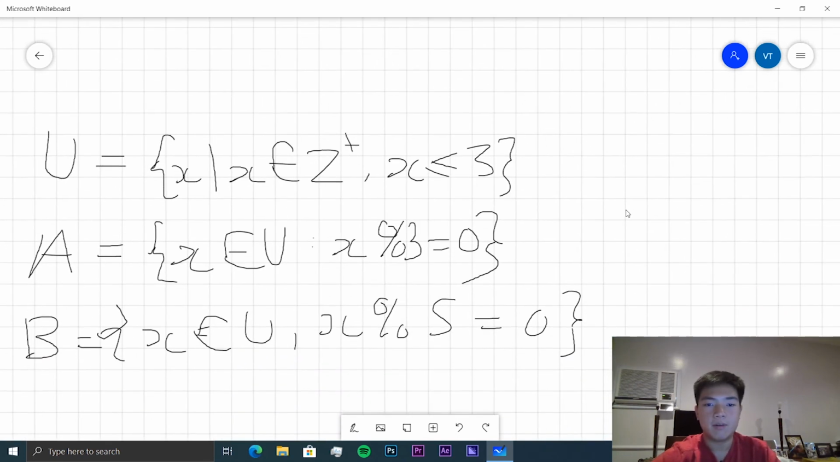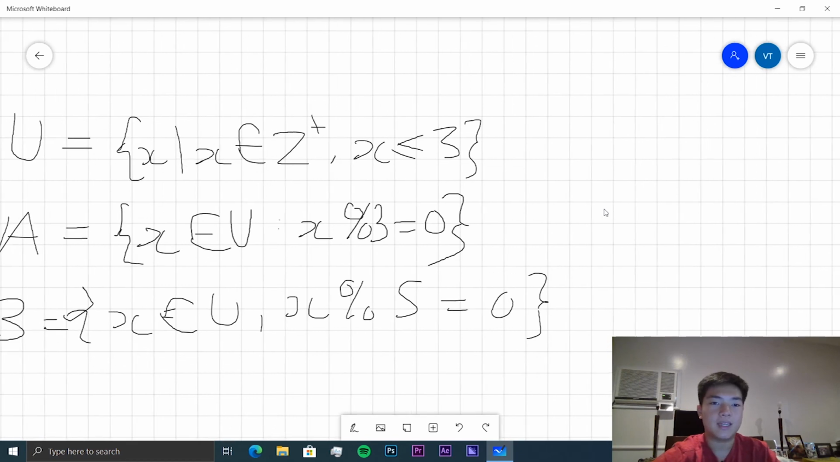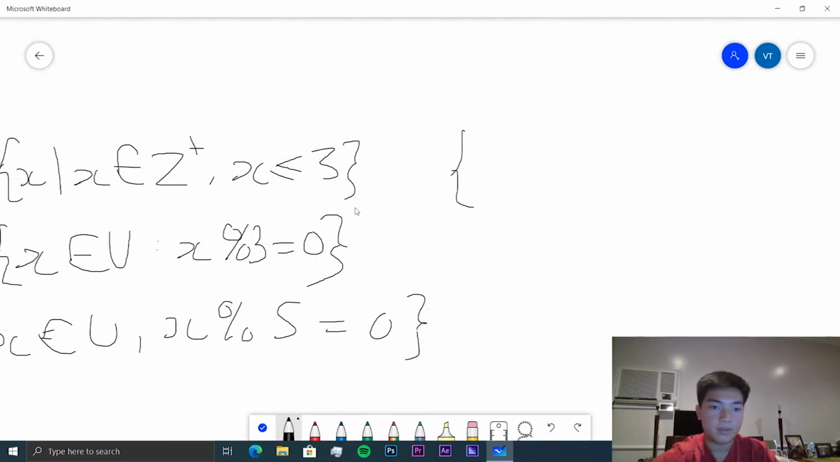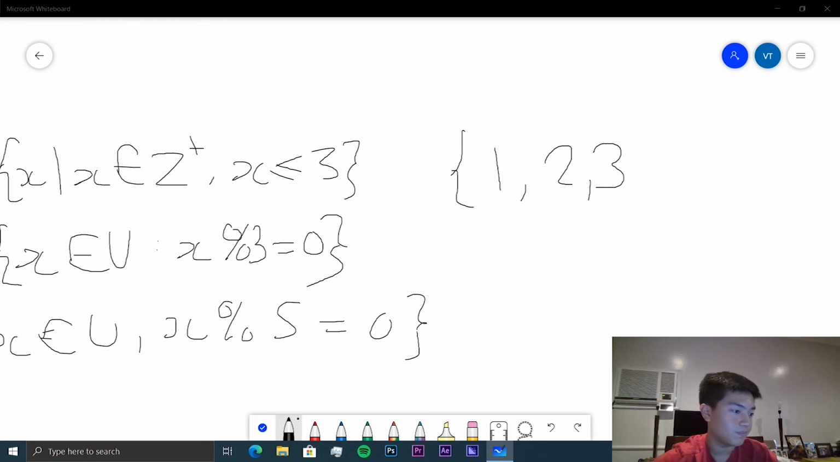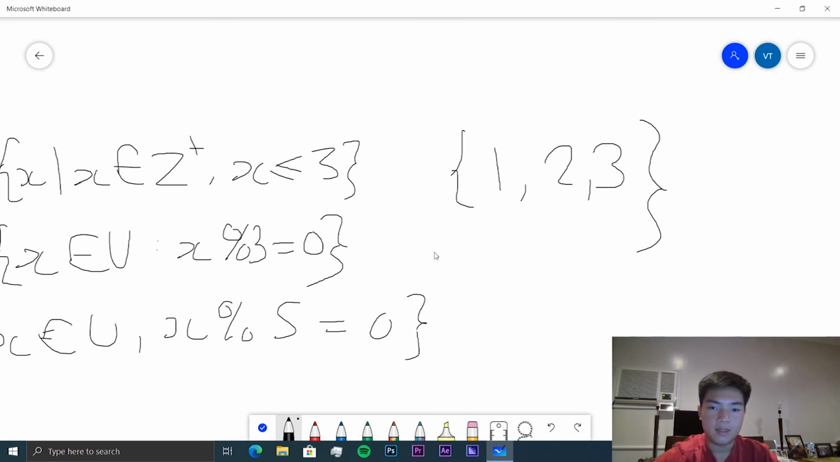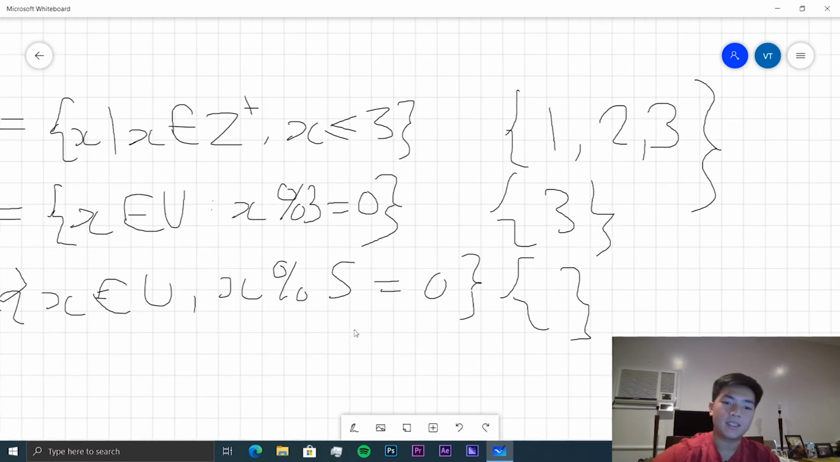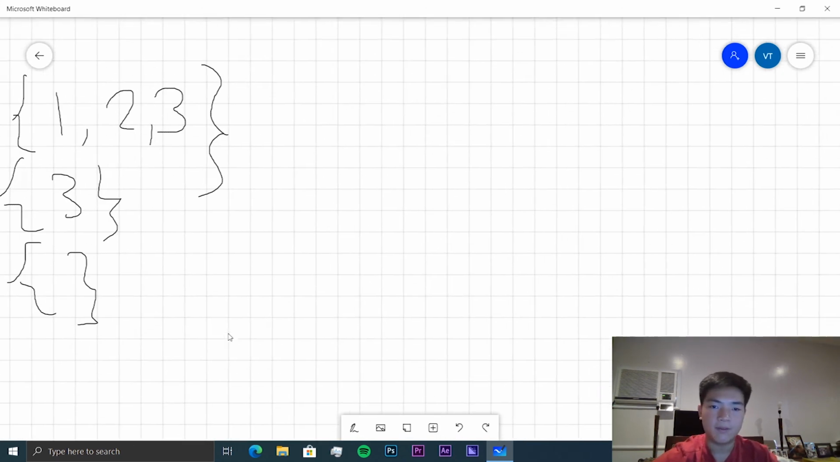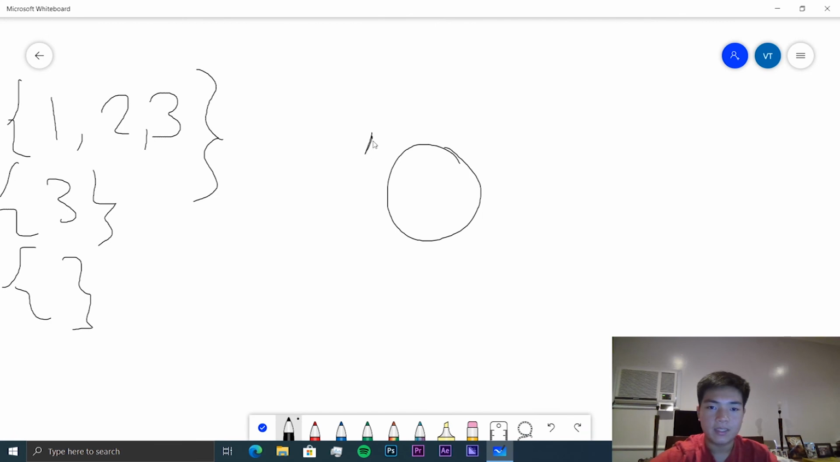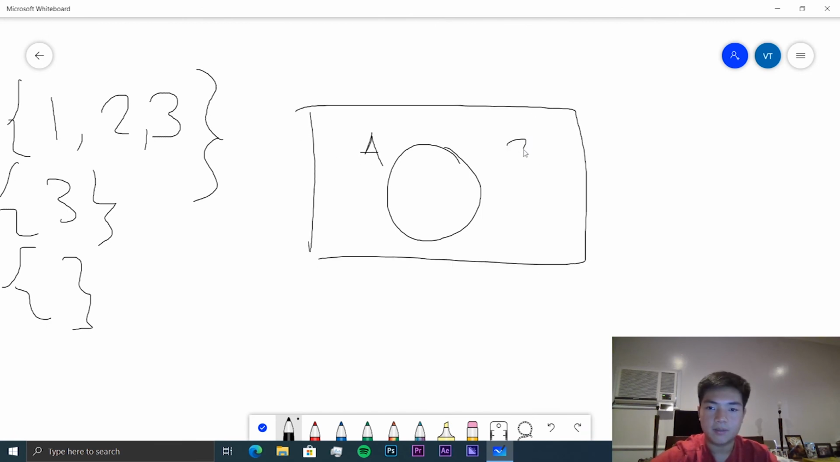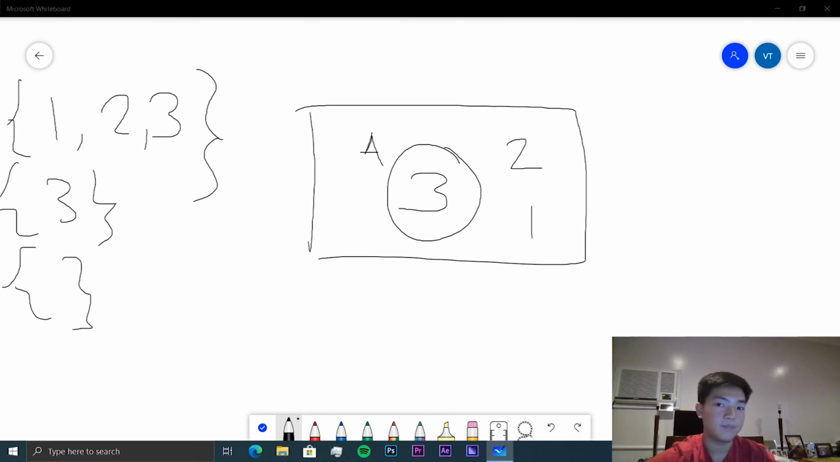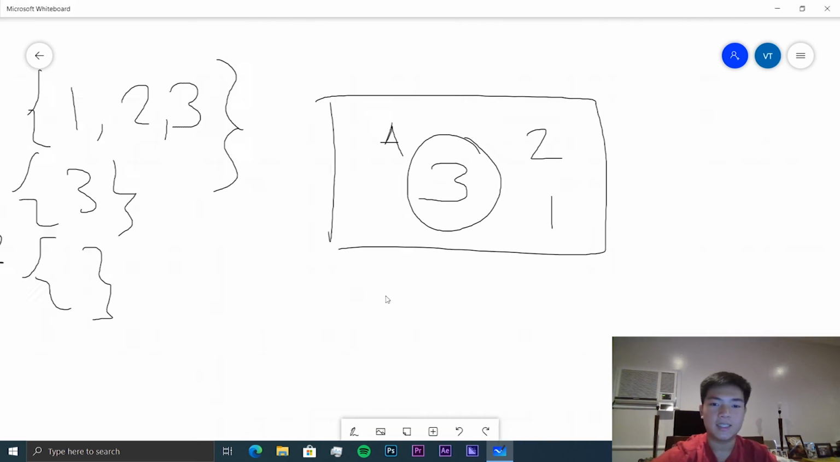So, well, okay, what numbers are actually part of U? Well, since we have the positive integers, this is going to be 1, 2, and 3, I think. Here, multiples of 3 is of course just 3. And this here is actually the empty set, since we don't have anything here that's divisible by 5. So if we represent this on a Venn diagram, this looks like just this. So we have 2, 1, and then 3 in the middle. So yeah, it's kind of a sad Venn diagram.